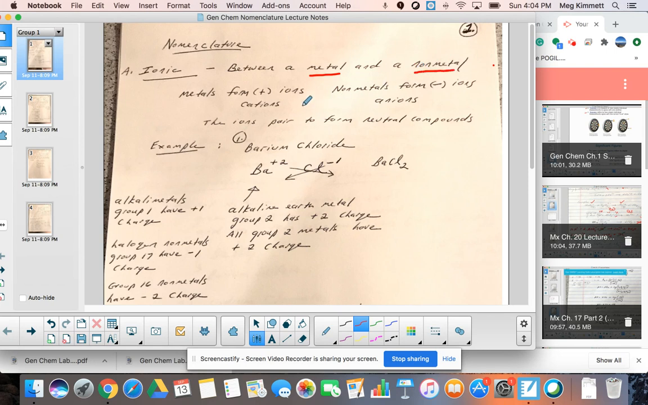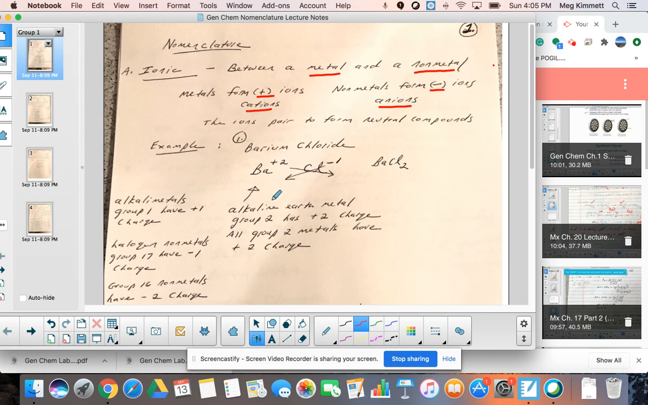So the thing to remember is that metals always form positive ions called cations, and non-metals always form negative ions, and they're called anions. So what happens is that the ions pair to form neutral compounds. As my first example, I'll use barium chloride. Barium's a metal. The chlorine, which becomes chloride, is the non-metal. The metal always comes first. So barium, we say, has a +2 charge, and the non-metal chlorine has a -1 charge.